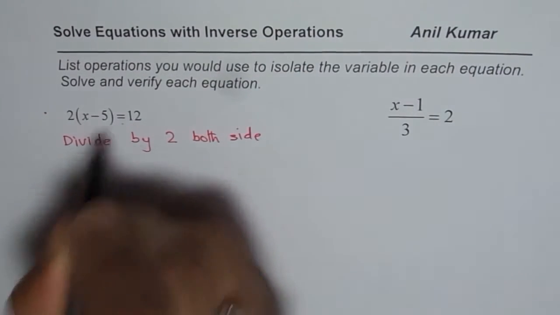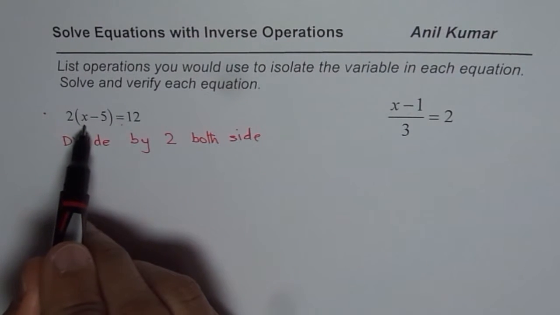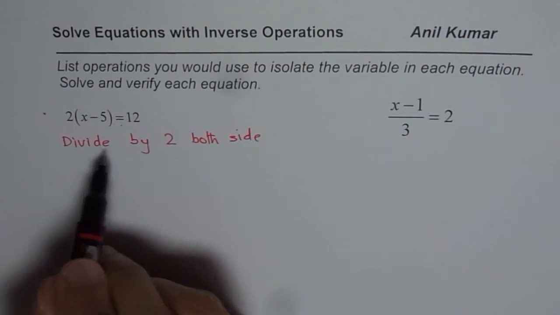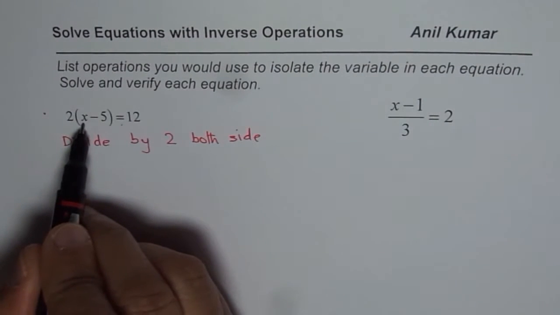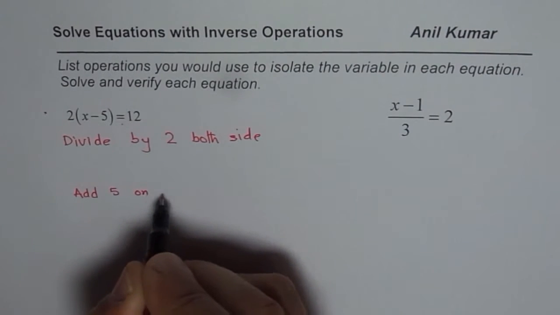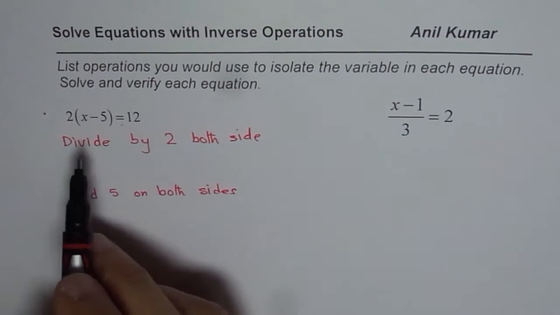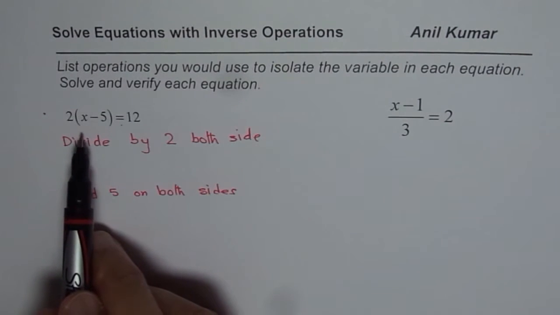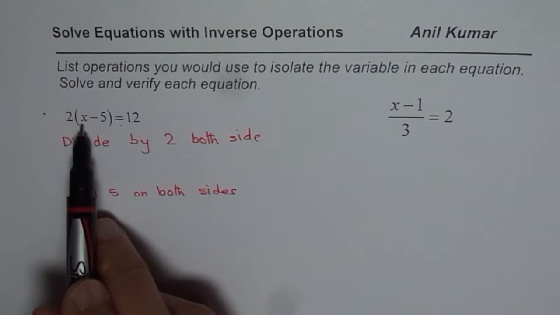Equations mean you have to make things equal on both sides. Solving means find the value of x. So before finding the value of x, you need to isolate it, right? That's the whole idea. So the first step is divide by 2 on both sides. Once you divide by 2, you will be left with x minus 5. Then how will you isolate x? You have to add 5 on both sides. Once you add 5, x will be isolated and you'll get the value of x. That means you solved the equation, right?